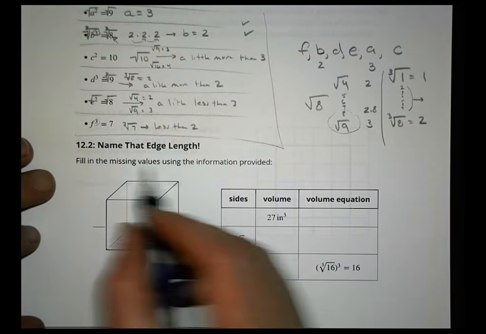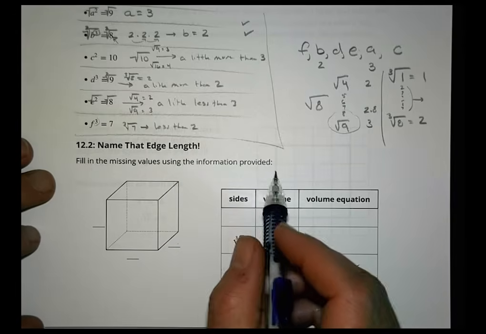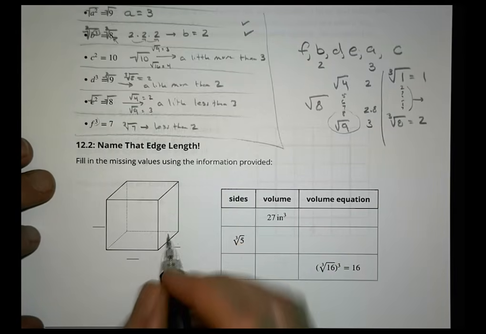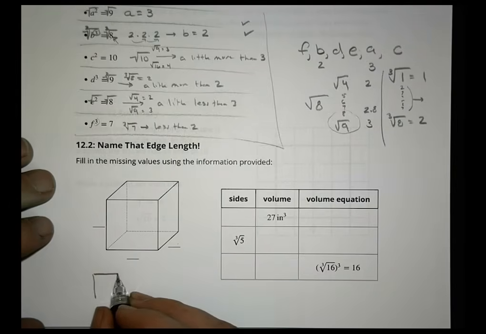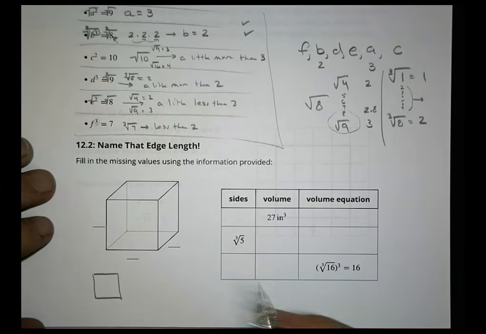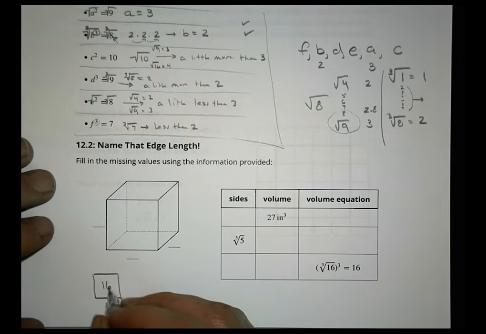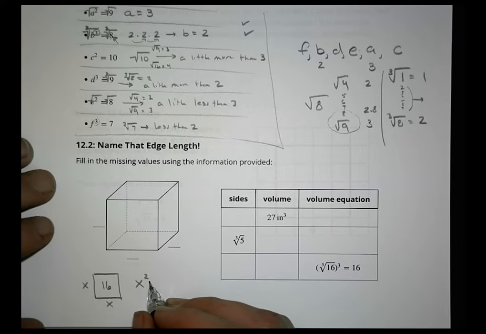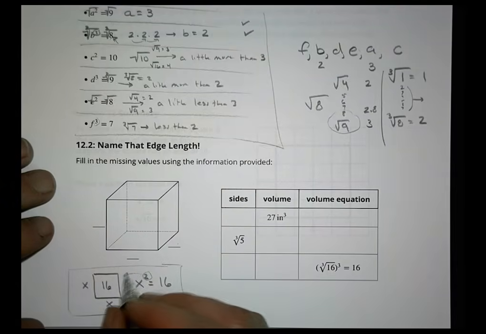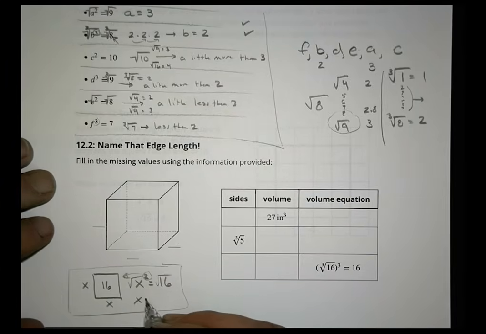So, fill in the missing values using the information provided. And we see here we have an example of a cube. We've talked before about the area of a square, and if we know the area of a square, for example, is 16, we find that by multiplying the legs together. The x squared is going to equal the area of a square. It's called squared because it forms the area of a square. If we take the square root of both sides, we find that the length of one leg happens to be 4.